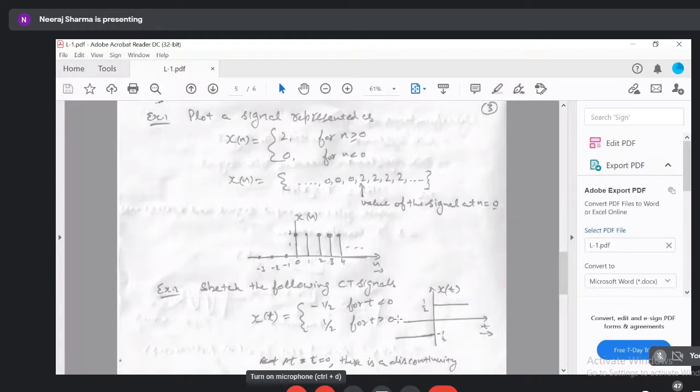This is the second example, which is a CT example. You have to sketch this signal, that is x of t is equal to -1/2 for t lesser than 0, and for t greater than 0, again the magnitude is equal to 1/2. So there is no change in the magnitude, only the sign of the signal is changing. So this is the representation, x of t equal to 1/2 for t greater than 0. For t lesser than 0, it is equal to -1/2.